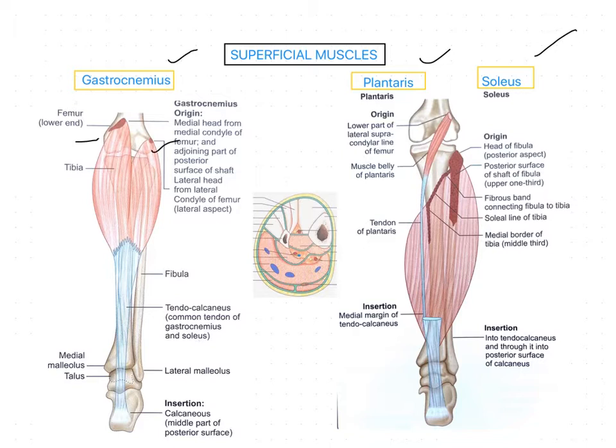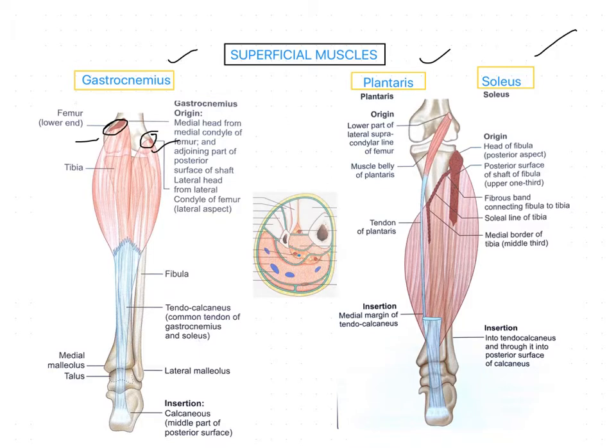The medial head arises from the popliteal surface of the femur above the medial condyle. The lateral head arises from the lateral surface of the lateral condyle of the femur, above the lateral epicondyle. So this is the origin.